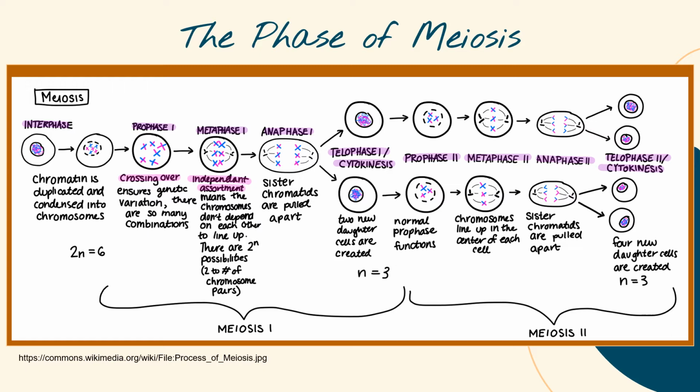Next, we have metaphase 2. The second metaphase is just like the first. The chromosomes simply line up along the center of the cell before it splits into two. Again, the chromatids point toward the opposite ends of the cell.